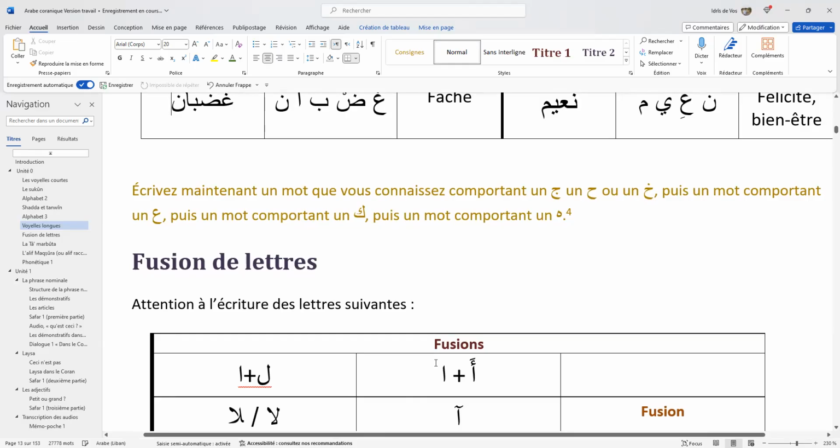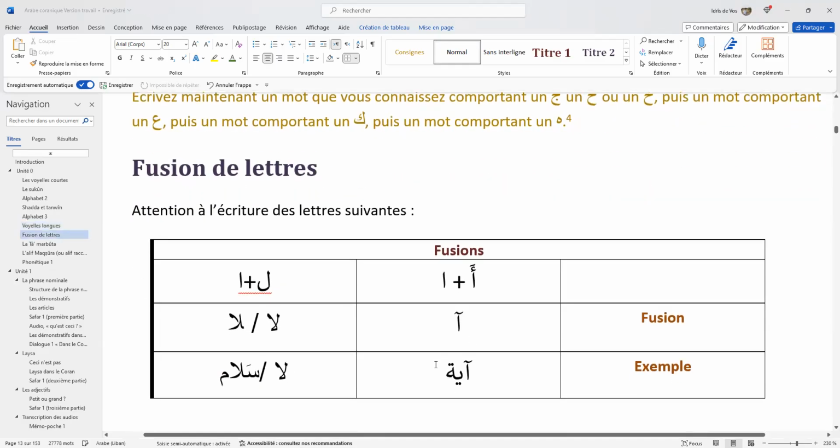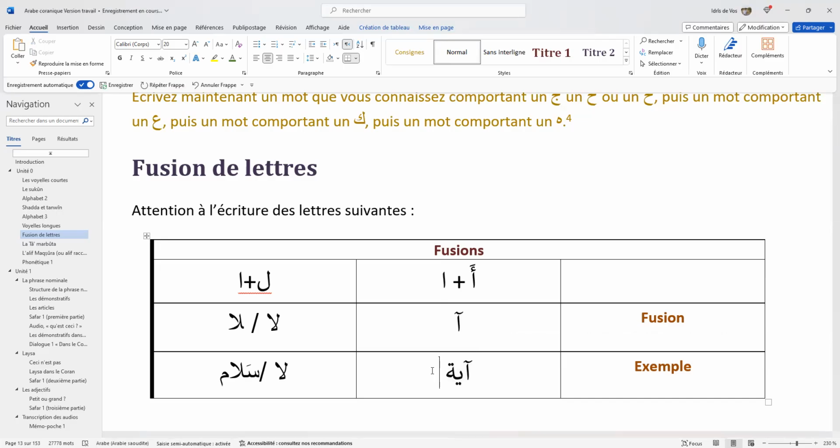Now that we've seen all the letters, we still have a few little subtleties to do with writing. The first we've actually already seen, it's the merging of the two alifs. We said two alifs cannot coexist, so we put the madda. For example, we could add the example of Adam. Adam, Adam, Adam. We lengthen it at the beginning.